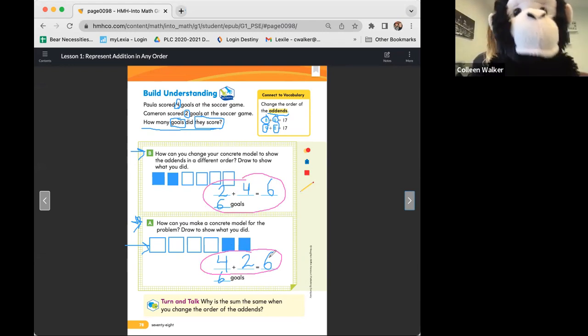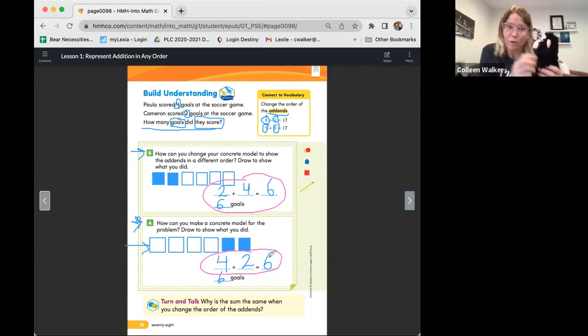Oh, monkey, don't get that close. We want them to still be able to see what we're doing here. Okay. Oh, he just said he was having trouble seeing.